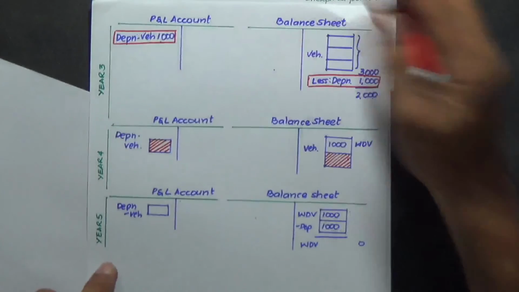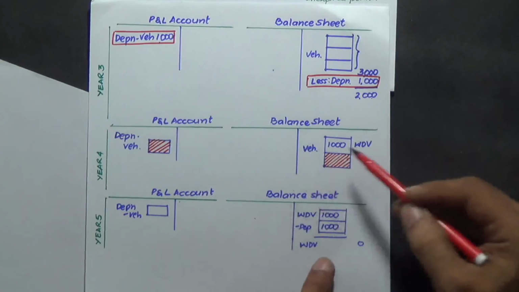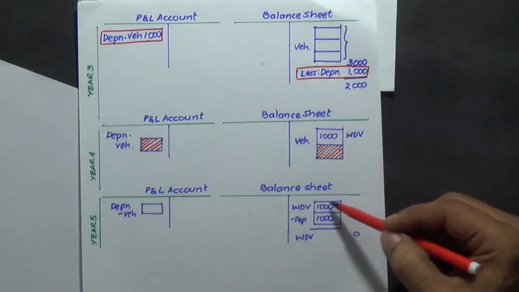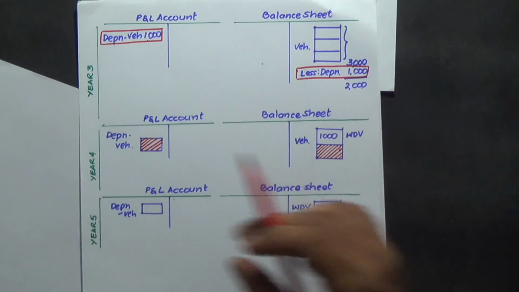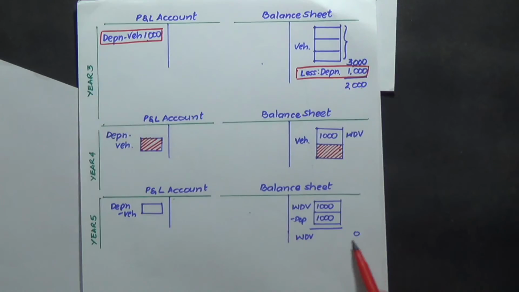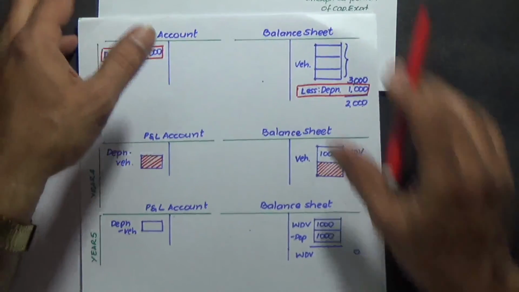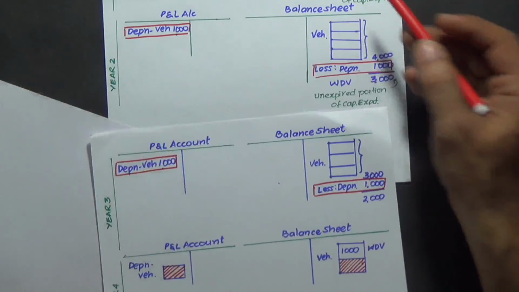This exercise continues. In the 5th year, we are left with only 1,000 rupees. We have pulled out this, we are left with 1,000. That also we are going to depreciate and put it in the 5th year. So we are left with 0. Now coming back to the depreciation part is over.